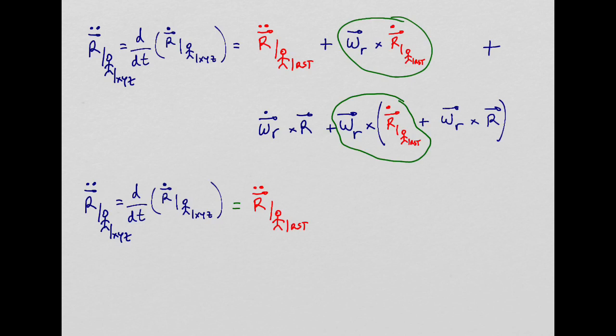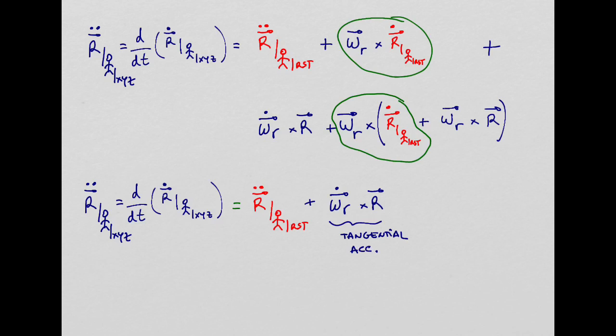Then we have, I can say, a transport component, which has two components. One is this one, which is the tangential acceleration. Why is this green? Okay, let me write this. Tangential acceleration.